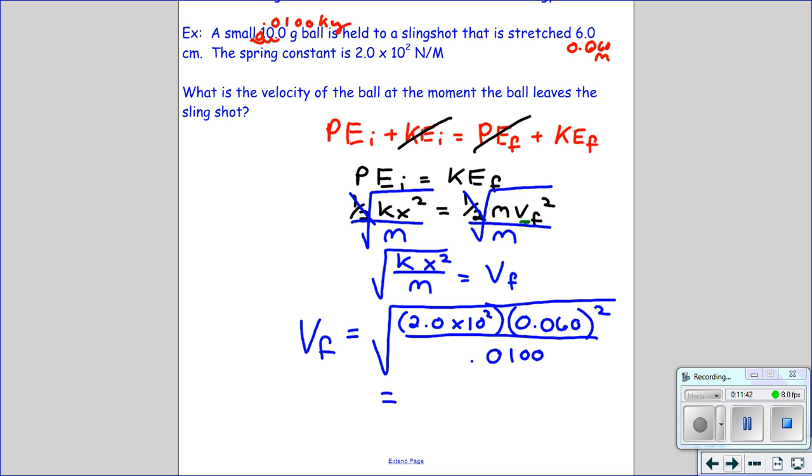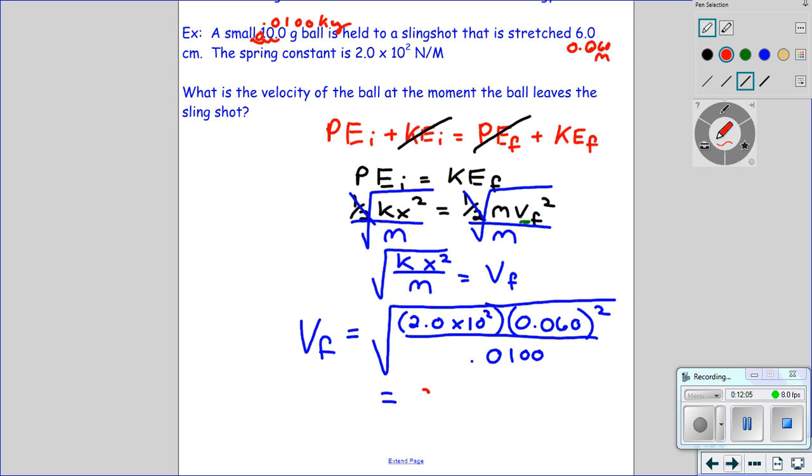Solving this out, we're going to take 200 times 0.06 squared, all divided by 0.01, and then square root. So the ball left the slingshot with a velocity of 8.5 meters per second. 2 sig figs because I've got 2 sig figs in my displacement of the slingshot.